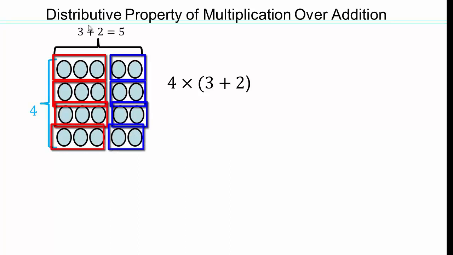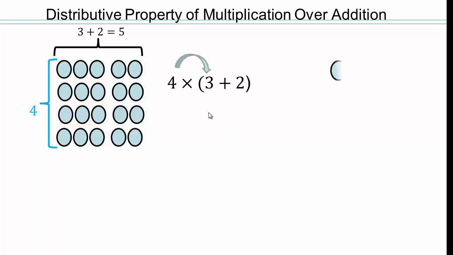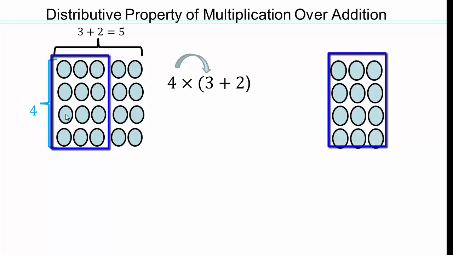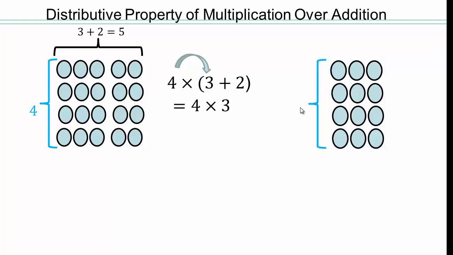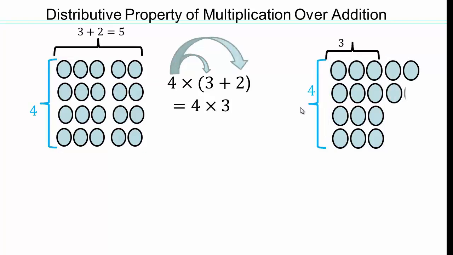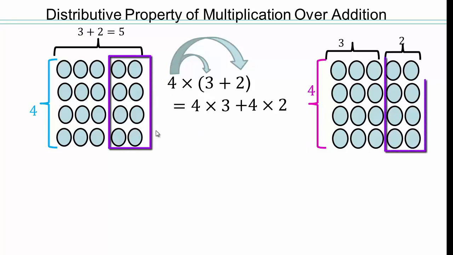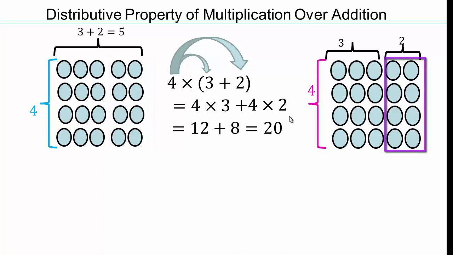Okay, so we have 4 rows of 3 plus 2 objects laid out like that. And that will give you what? 4 times 3, which is this part here, right? See how that's this part here? So 4 times 3 and then 4 times 2. So you can see how we're just taking that and splitting it, giving us 20 objects total.